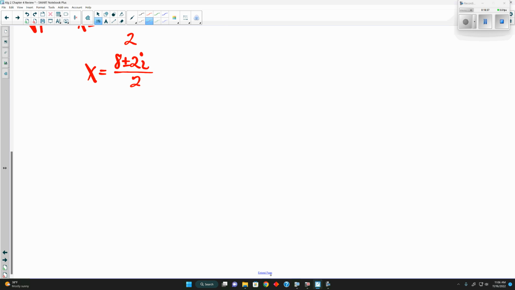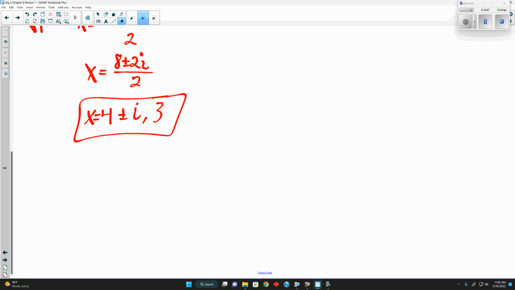Now are both 8 and 2 divisible by 2? Yes. Well, 8 divided by 2 is 4, and 2i divided by 2 is just i. And that's it. That would be our solution.